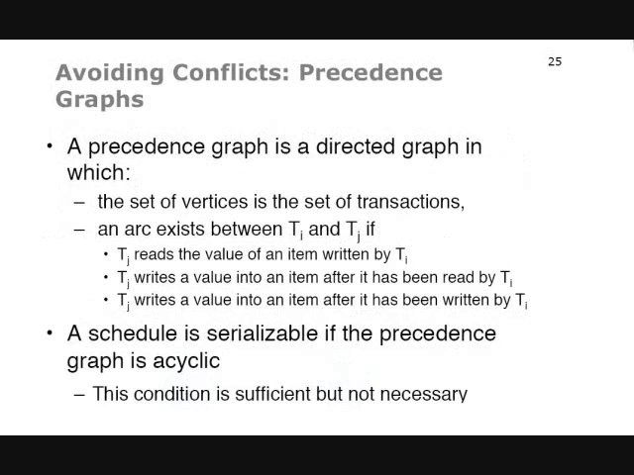Now, as we construct the precedence graph, what we are going to look for is cycles in the graph. If we have a cycle in the graph, then we have a problem in terms of that being a serializable schedule. A precedence graph is a directed graph in which the set of vertices is the set of transactions. So every vertex in the graph is a transaction, T1, T2, T3. And then we have an arc between Ti and Tj if Tj reads the value of an item written by Ti, or if Tj writes a value into an item after it has been read by Ti, or if Tj writes a value into an item after it has been written by Ti. Then we have an arc between those two transactions.